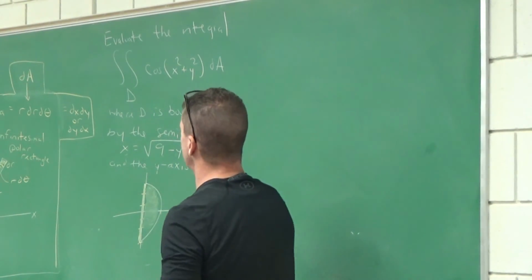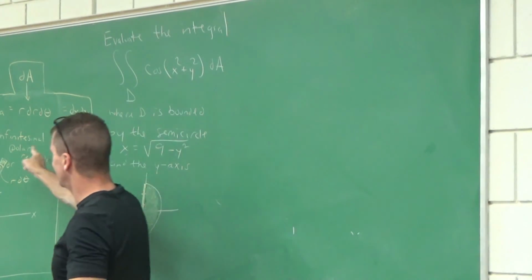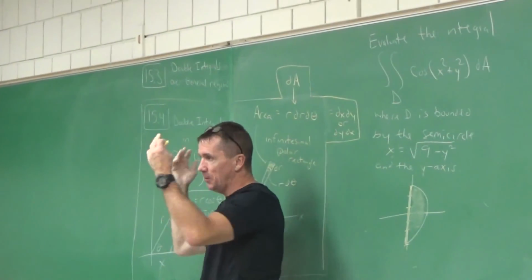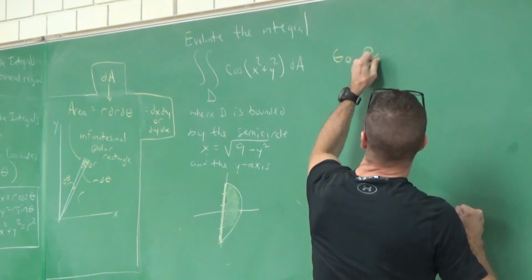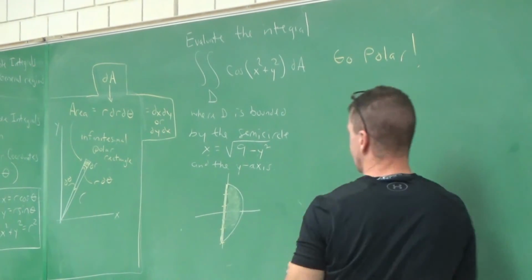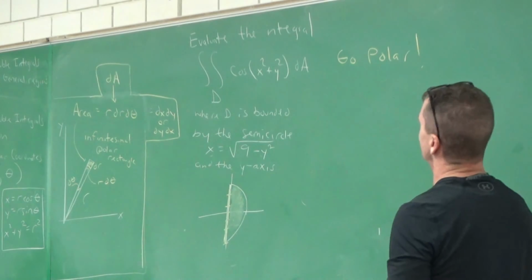Now, what do y'all think? Do you want to stay Cartesian? No way. That's a portion of a what? Polar. How about this? Polar, go polar. Let's go polar on this, baby. Unless you like putting square roots and stuff, right? Square root of 9, no. Let's go polar on this.